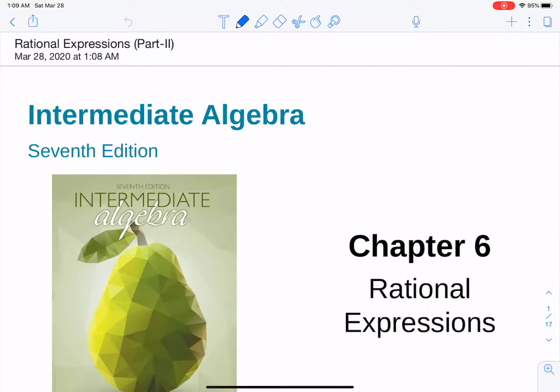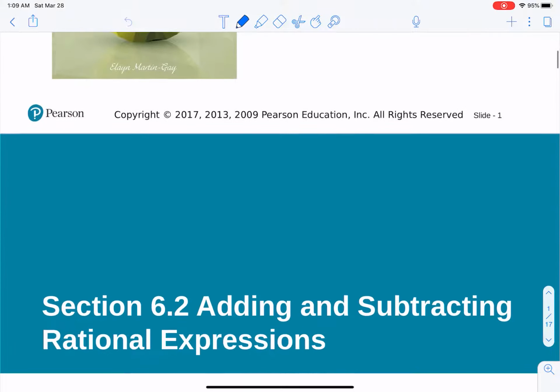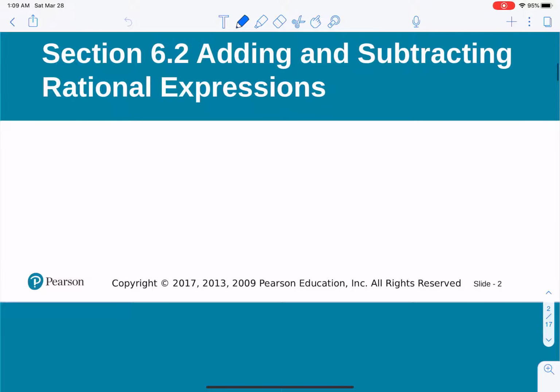We continue with rational expressions, and now we want to add and subtract rational expressions. I'm going to start simple with numbers. Suppose we want to add 1 over 2 and 1 over 24. The denominators are not identical, so we want to find something called the least common denominator.